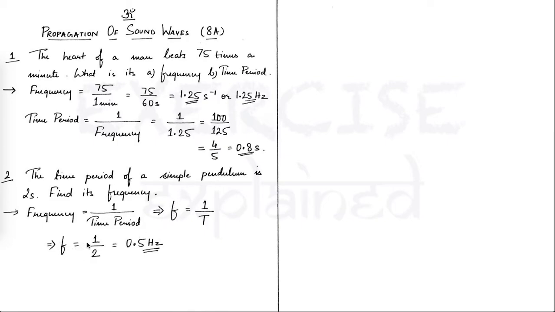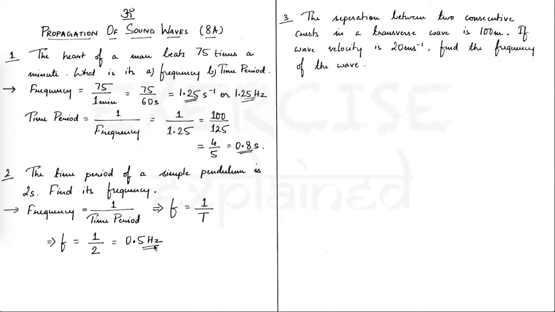So f happens to be 1 divided by 2. So 1 by 2 is nothing but 0.5. And since it is frequency, SI unit will be hertz. So this was a really simple question. Getting into the third question of exercise 8A, ICSE 9th.